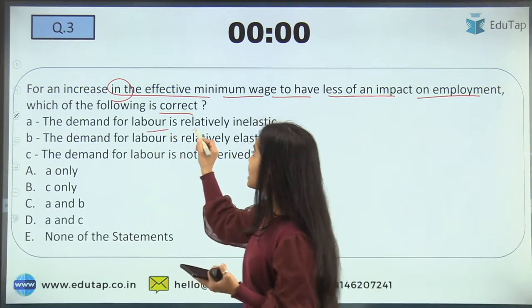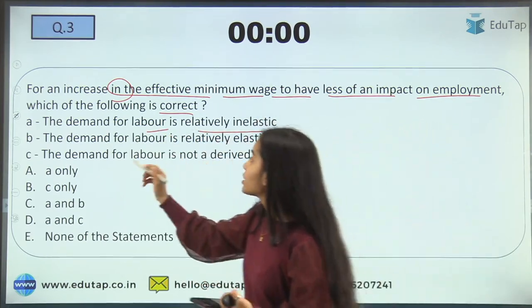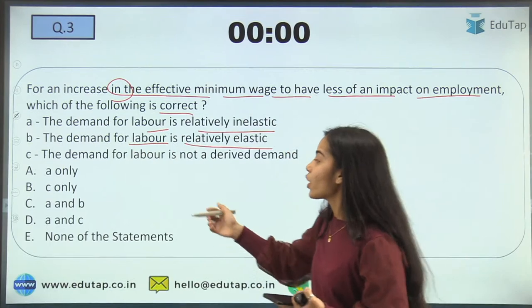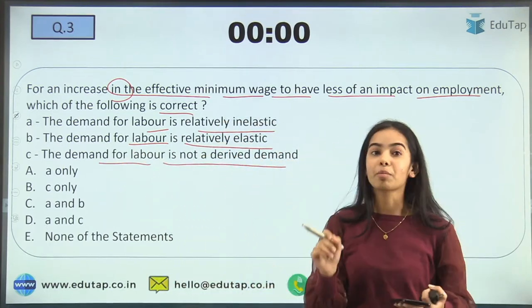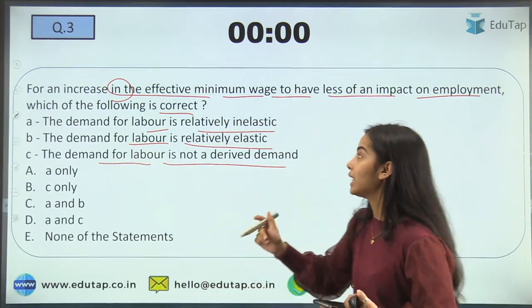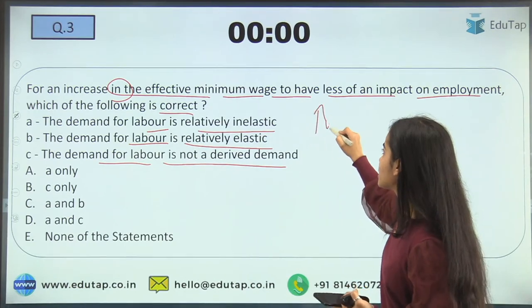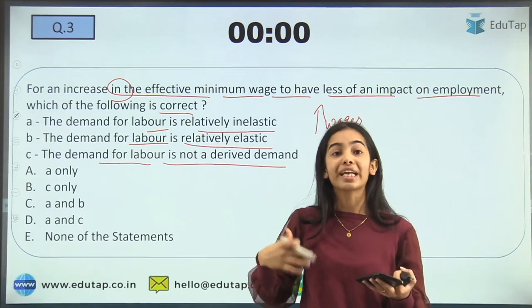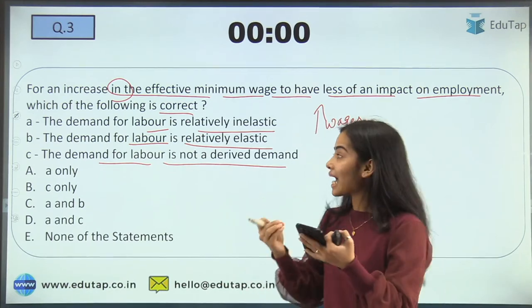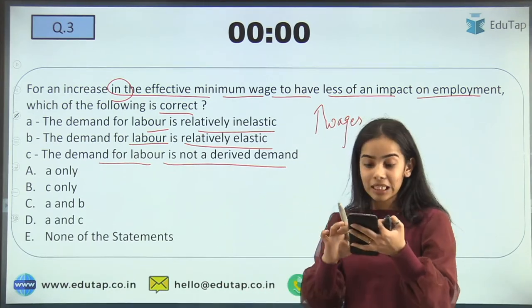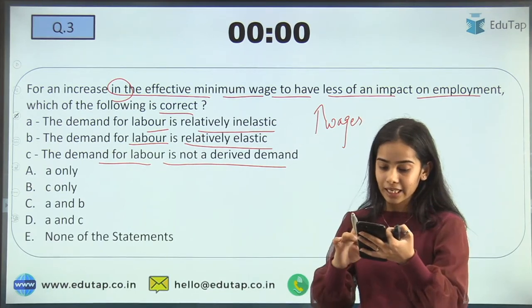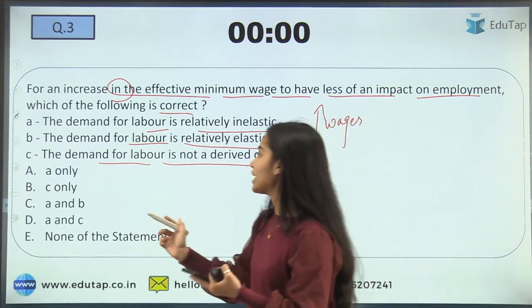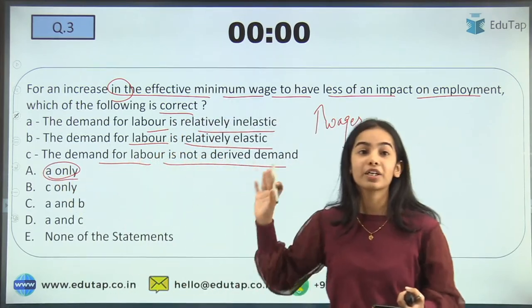So the demand for labor is relatively inelastic. The demand for labor is relatively elastic, or the demand for labor is not a derived demand. So the question is saying that your minimum wages has increased, but employment has not been affected much. When the employment has not been affected much, Mandar is saying A, Anamrita is saying A, Shubham is saying A, and let me tell you, A is the right answer, and I'm so happy that many of you are giving the right answer.